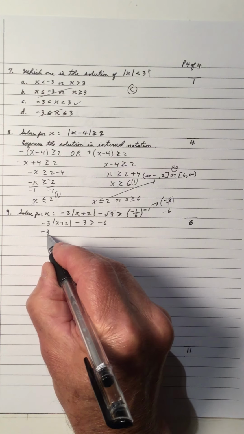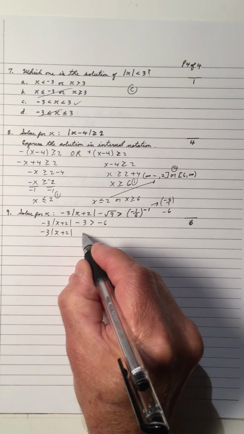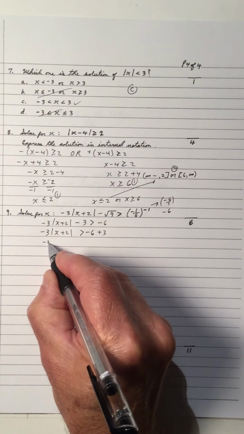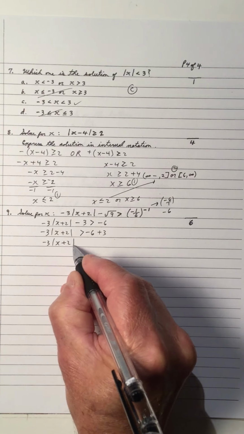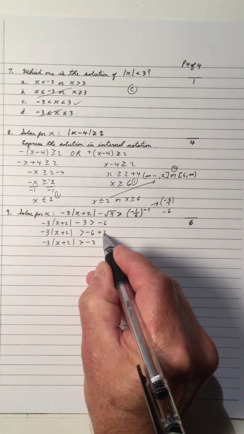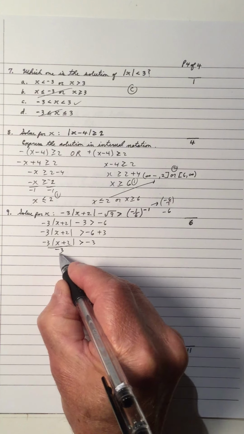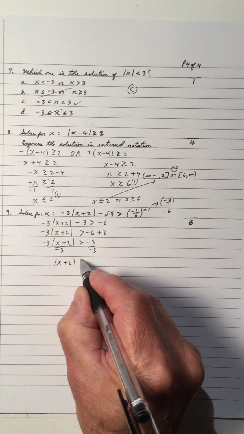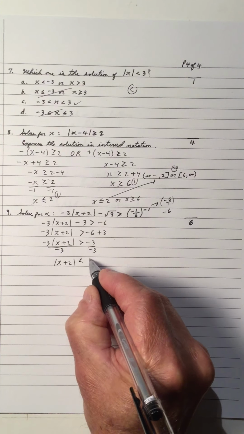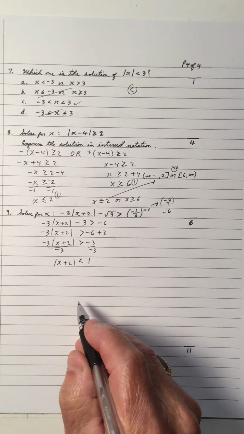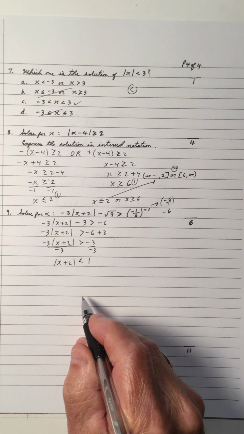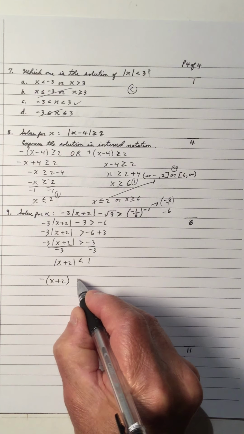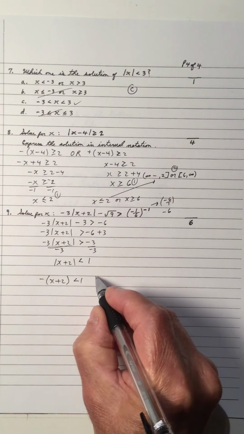And now we continue to isolate the absolute value. Minus becomes a plus. Negative 3 when you add. Divide each side by negative 3. And when we divide by negatives, it becomes a less than 1. Negative divided by negative is positive. And so we have the absolute value of x plus 2 is less than 1.